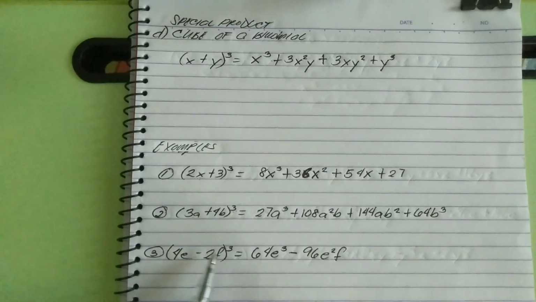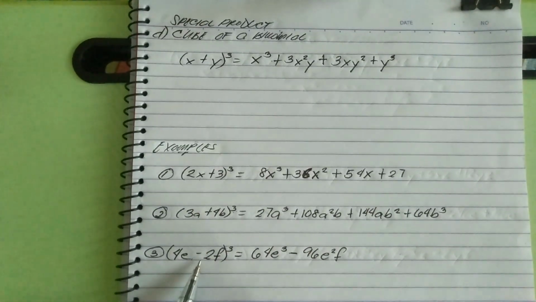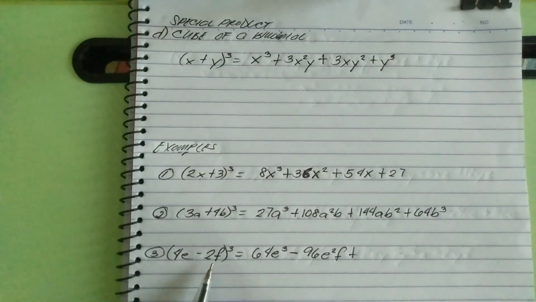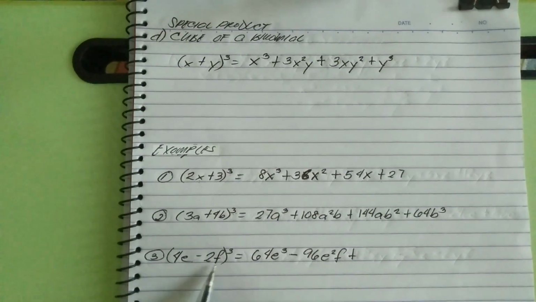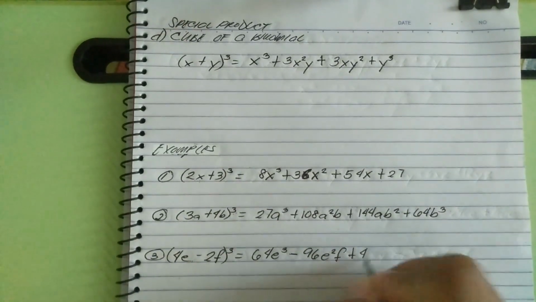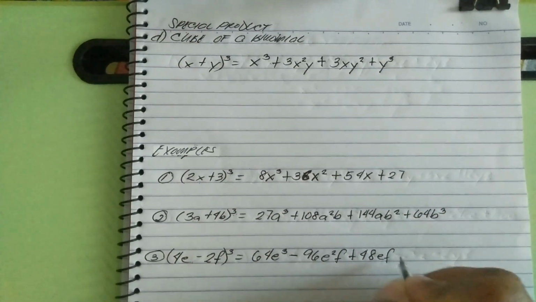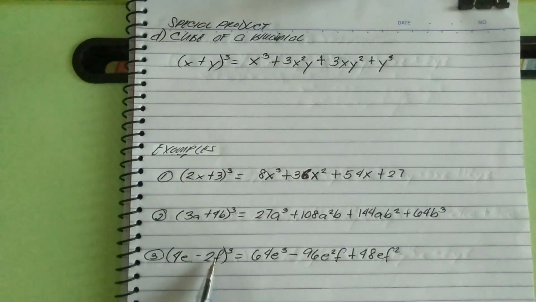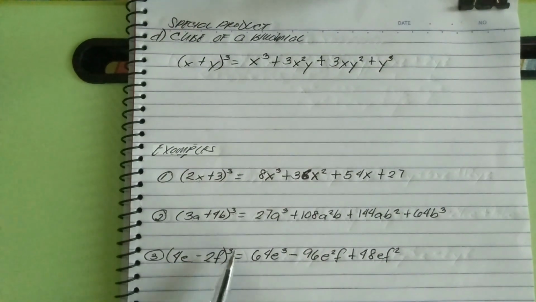Next, square muna natin to. Kaya negative times negative, magiging positive po siya. So, positive ito. So, positive 4F squared times 4E times 3. The answer is 48 EF squared. And lastly, negative 2F cubed.